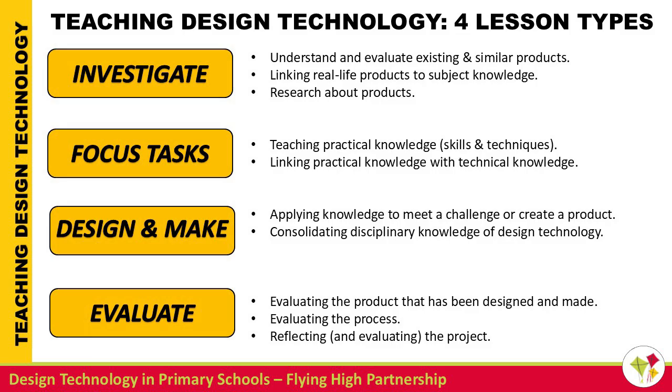In a sequence of learning across a unit of work, there should be opportunities for children to consolidate existing knowledge, acquire new knowledge, and then apply this knowledge. This learning sequence can be delivered through 4 types of lessons. Units of work normally begin with a series of investigative and focused tasks. These are followed by the design and make task, where children have the opportunity to apply the knowledge, skills and techniques they have learnt in order to create a product.